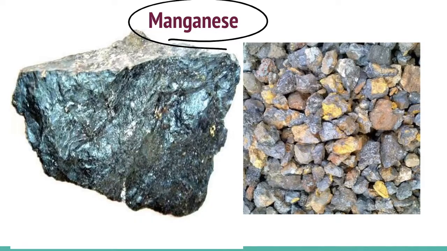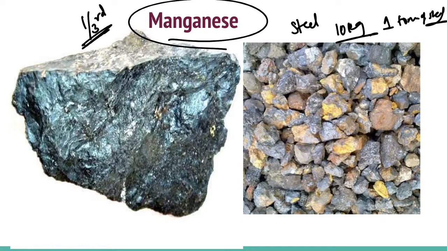Manganese. Manganese is mainly used in manufacturing of steel and ferromanganese alloy. Nearly 10 kg of manganese is required to manufacture 1 ton of steel. It is also used in manufacturing bleaching powder, insecticides, and paints. Odisha is the largest producer of manganese ores in India. It accounts for one third of the country's total production of manganese.